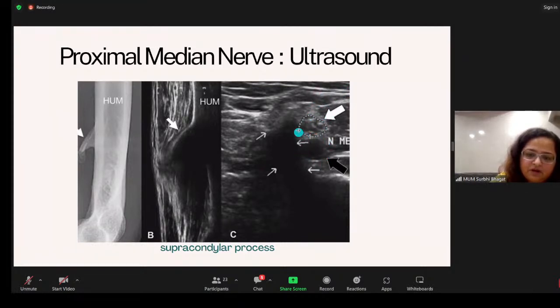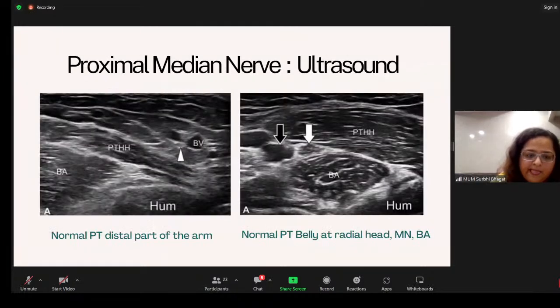So repeated compression against this spur and the ligament can cause compression, like you have in cubital tunnel syndrome. Similarly, the median nerve can get compressed here. This is called supracondylar process syndrome. Once you know the normal anatomy, it is easier to find the pathological anatomy.